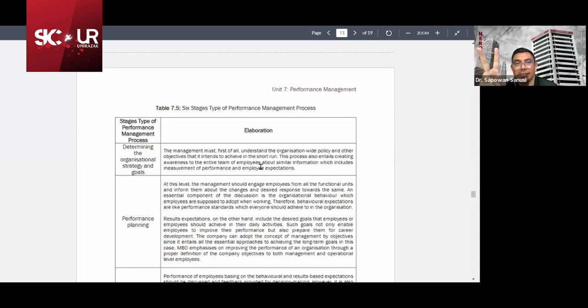These 2 things. The strategy and goals. Then after that, it must be following and narrowing to the strategy that the company wants, must be long-term goals. Performance management selalunya memang long-term goals. Okay, that is the strategy and goals. Okay, number 2, when they are looking at performance plan.